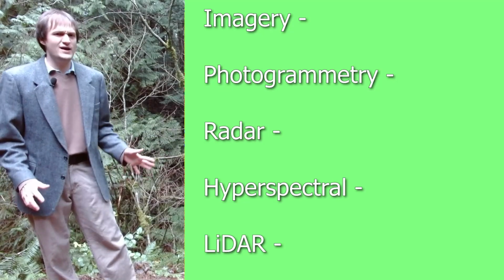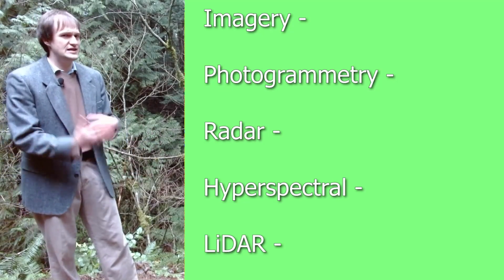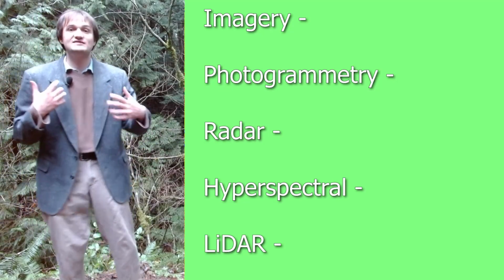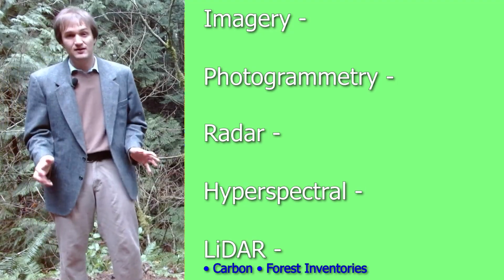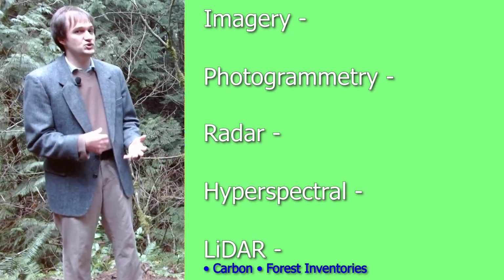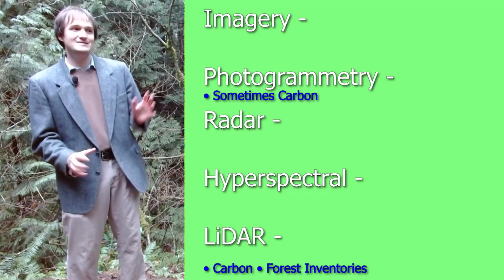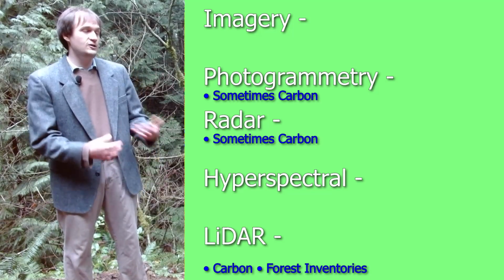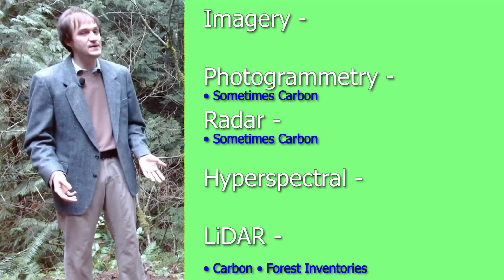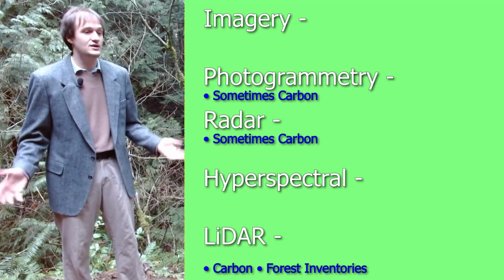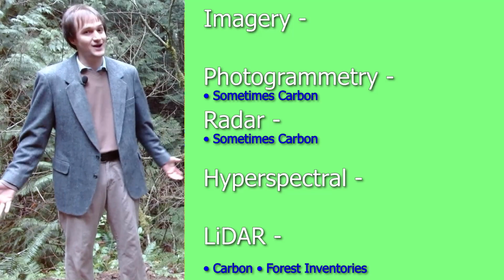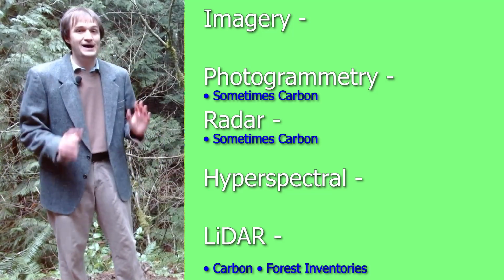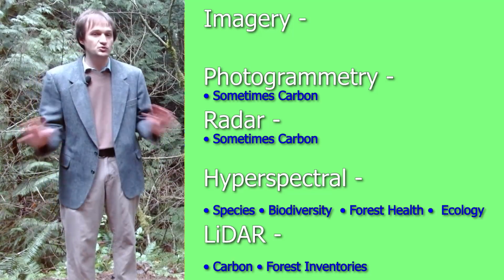So let's quickly summarize this by describing what these technologies are good for. If we want to estimate carbon, LiDAR is king. Sometimes you can use photogrammetry from drones, but then you have to be able to see the ground in order to do that. Some radar can do it. L-band radar can sometimes do it, and P-band radar should pretty much always be able to do it, but there isn't a P-band radar satellite up there right now. For species and biodiversity, hyperspectral is the only way to do it.